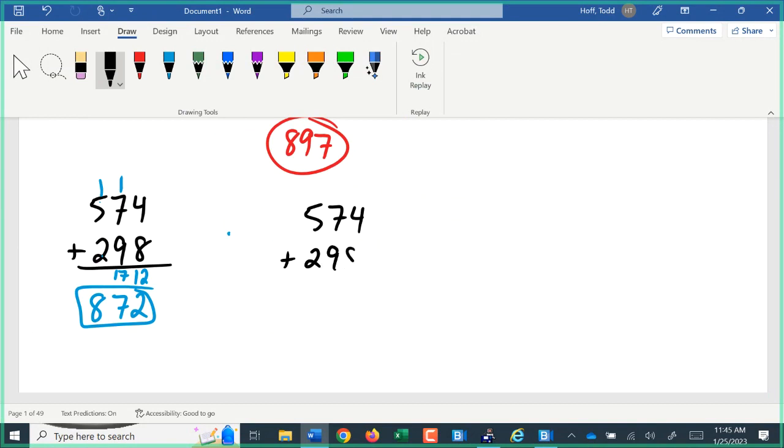574 plus 298. They start at the beginning of the number. 5 plus 2 is 7. 7 plus 9 is 16, so 6, drop the 1. 4 plus 8 is 12. 2, drop the 1.